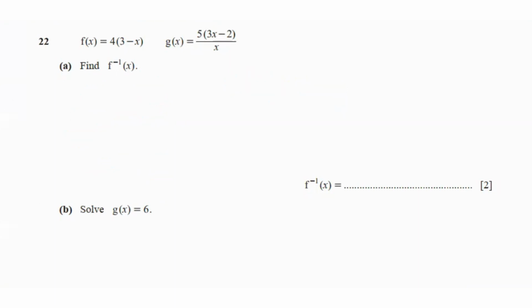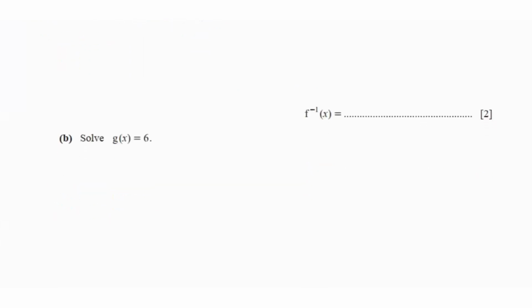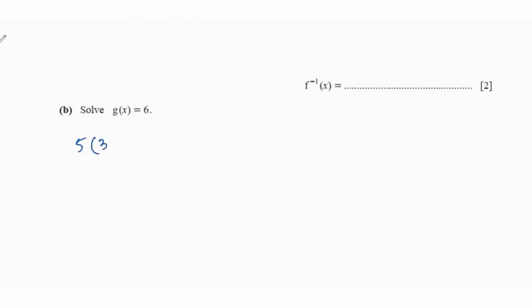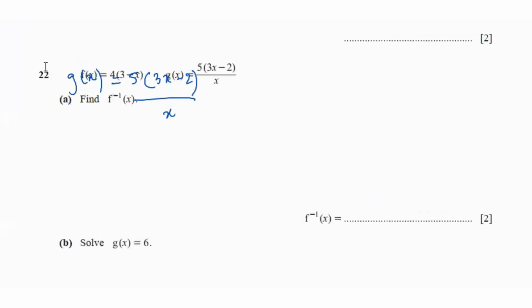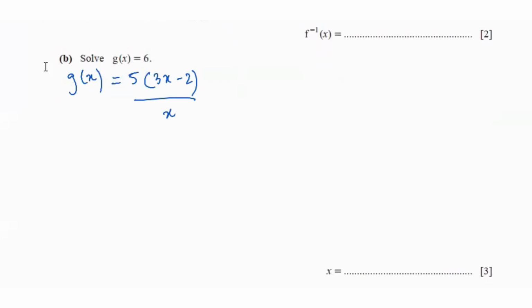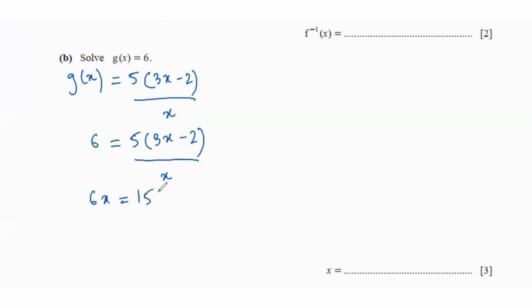In the next part, it's saying solve g of x equals 6. So 5 over 3x minus 2 over x. One second. 5 over 3x minus 2 over x is our g of x. And they want us to solve it when it equals 6. So 6 equals 5 over 3x minus 2 over x. 6x equals 15x minus 10. 10 equals 15x minus 6x, which is going to be 9x. x is 10 over 9.